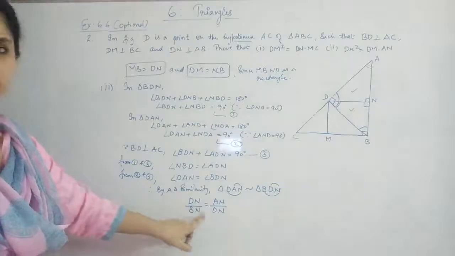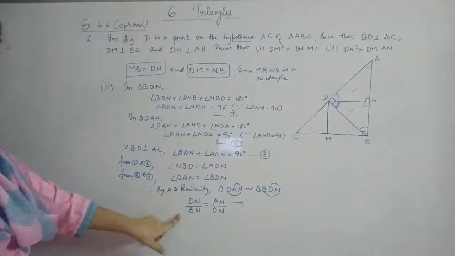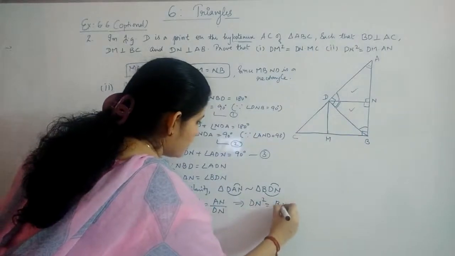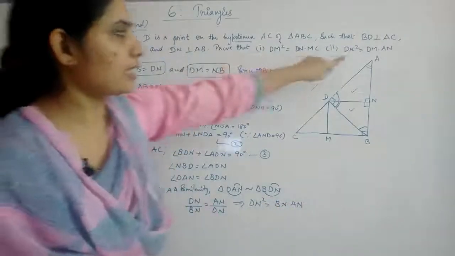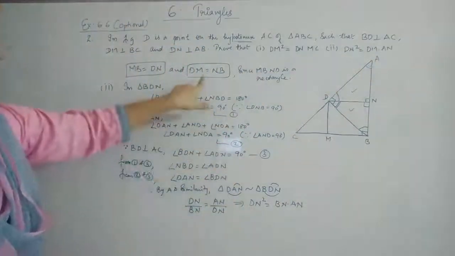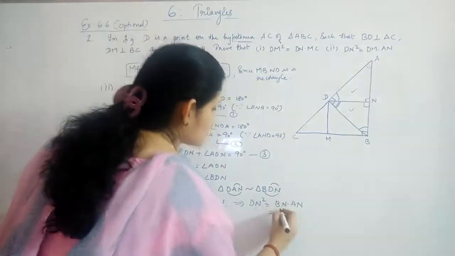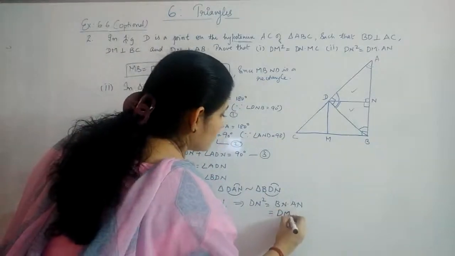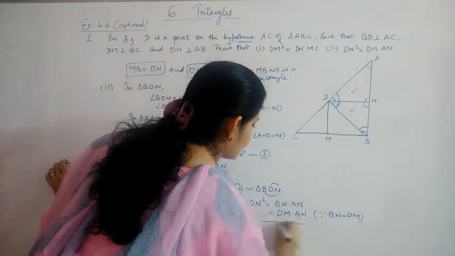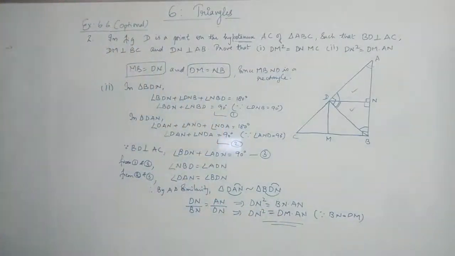Cross multiplying, you will get dn square that we need. So you have corresponding sides to be proportional for your similarity concept. dn square is equal to bn into an. And look for the result in the right hand side. You have an but not dn. So you have to change this bn with dm. Is it possible? Yes, because we have already proved that dm is equal to nb. So we are just replacing bn with dm, which is required in the answer, since bn is equal to dm. So you got dn square is equal to dm into an.